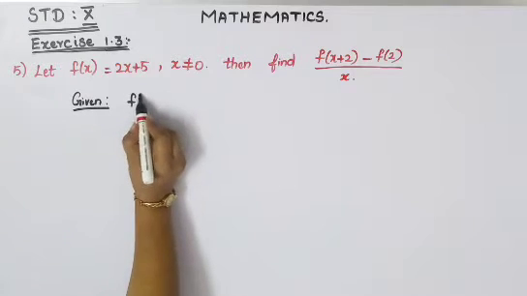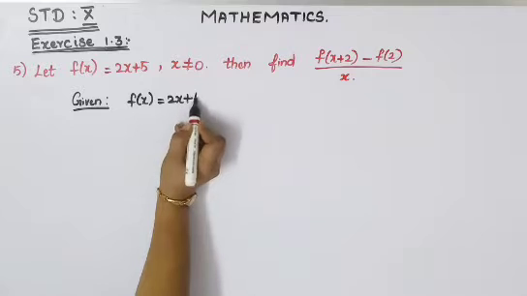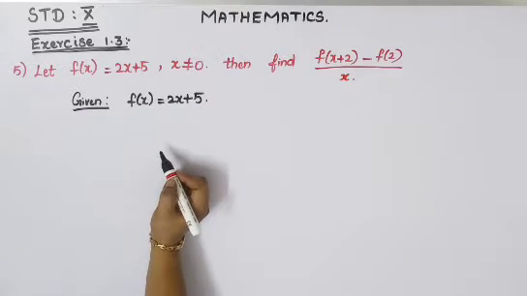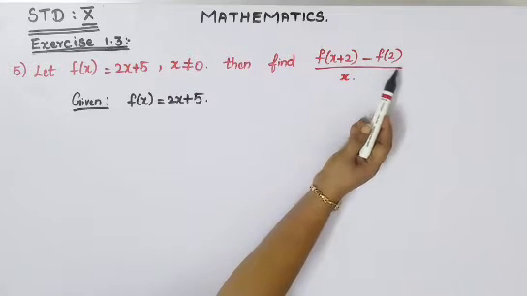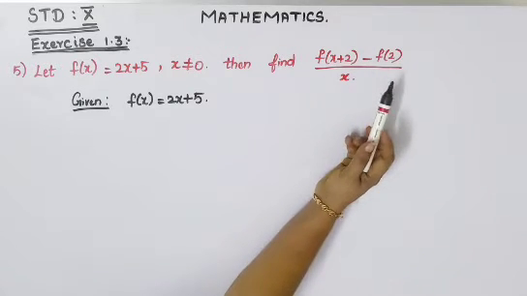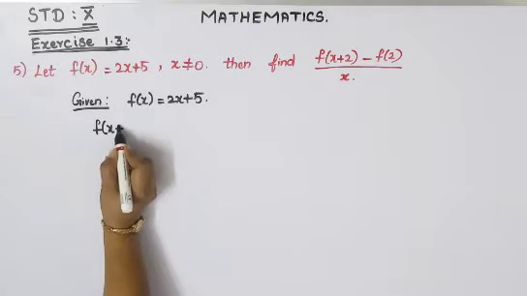f of x is equal to 2x plus 5. So this is the condition they have given. Okay, and they have asked you to find f of x plus 2, then f of 2, then this whole part you will have to find. Okay, so first we will go with f of x plus 2.